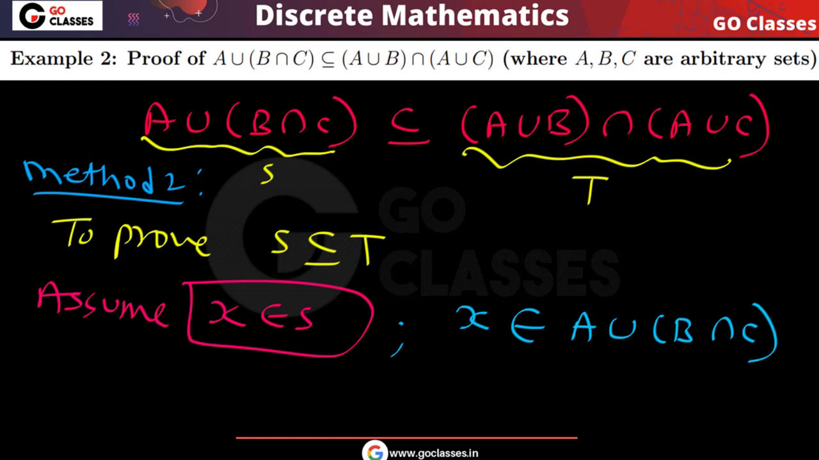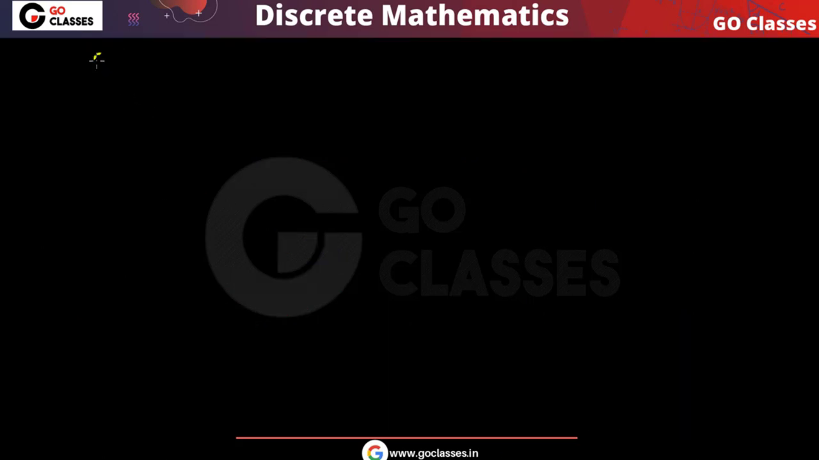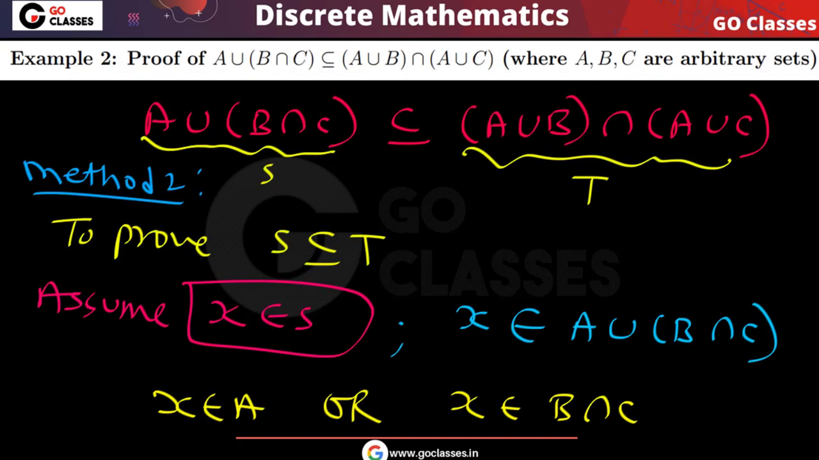Now from this, X belongs to A union this. What does it mean? It means that X belongs to A or X belongs to B intersection C. So either X belongs to A or X belongs to B intersection C. Either this will happen or this will happen, or both can happen. There is an or here.